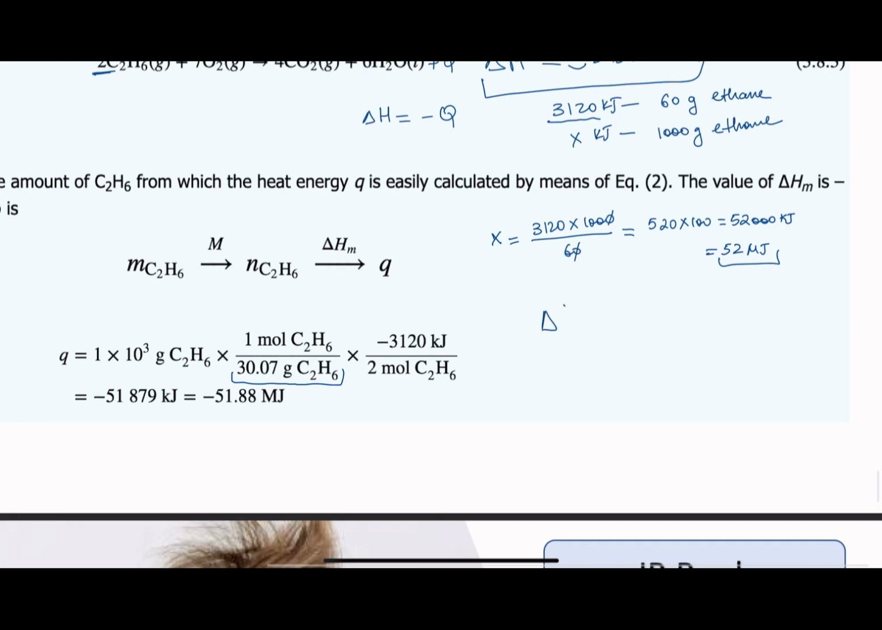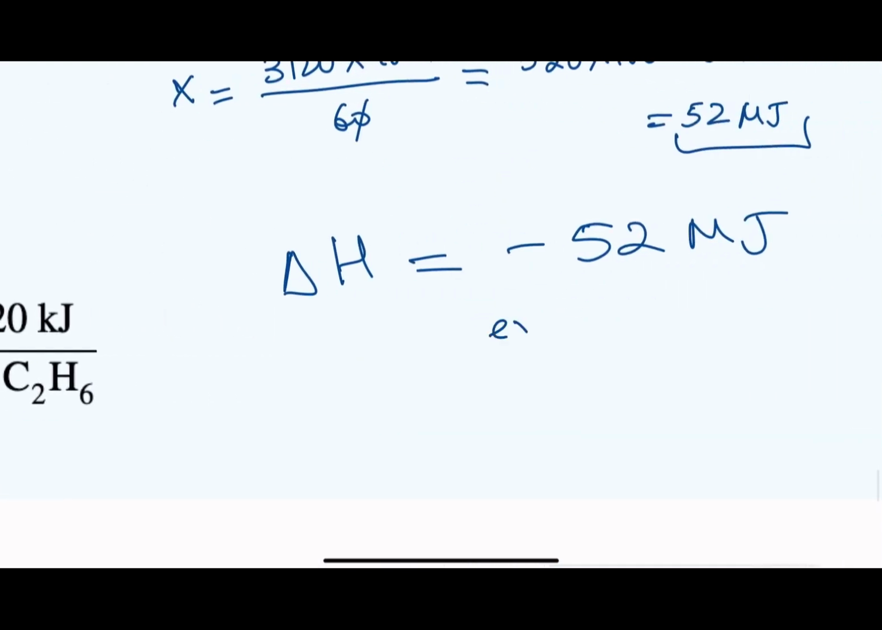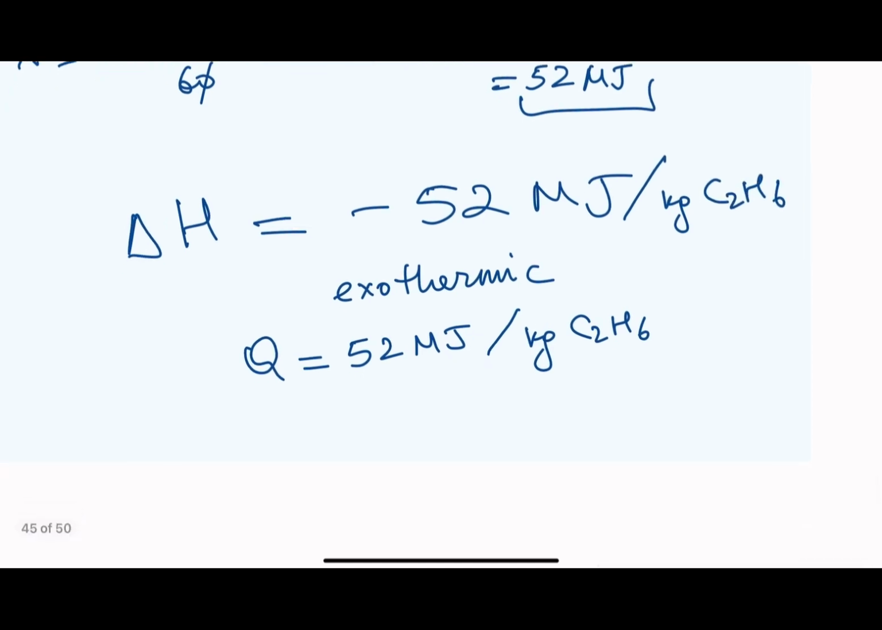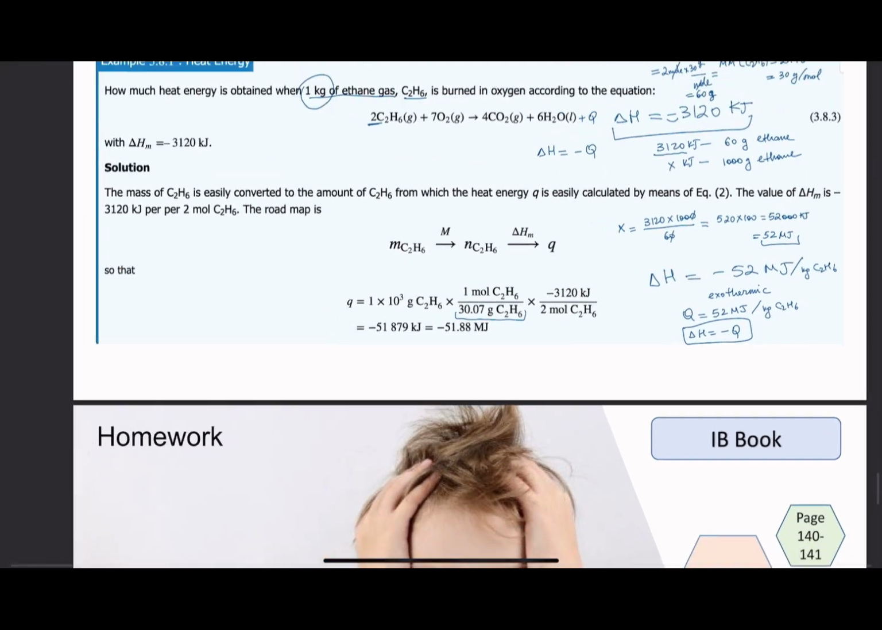But when you write the delta H, you need to write negative 52 megajoule, because you know that this is an exothermic reaction. Your Q is 52 megajoule per kilogram of C2H6, and we can write this kilogram of C2H6 too. But your delta H is going to be negative. Delta H is always negative Q. Okay, and that is that, guys.